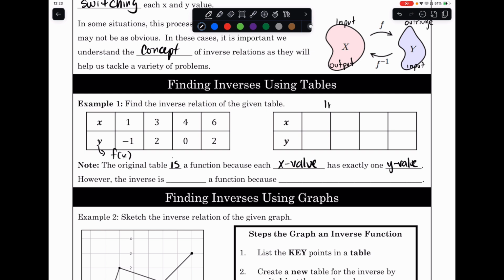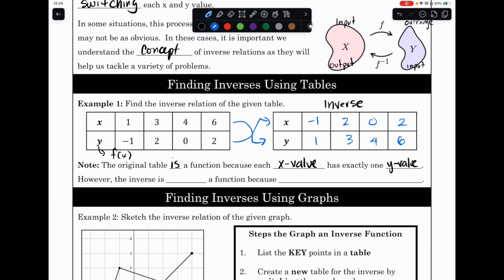Now, to find the inverse to this function f, the main concept is essentially that I simply switch this. The x values become the y, so 1, 3, 4, and 6, and the y values become the x, so negative 1, 2, 0, and 2.